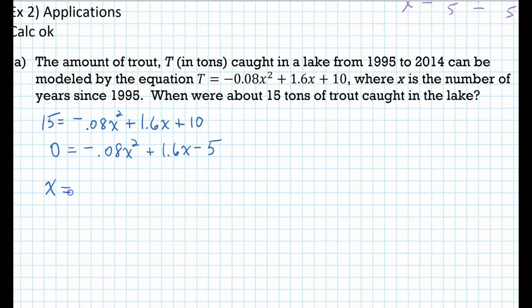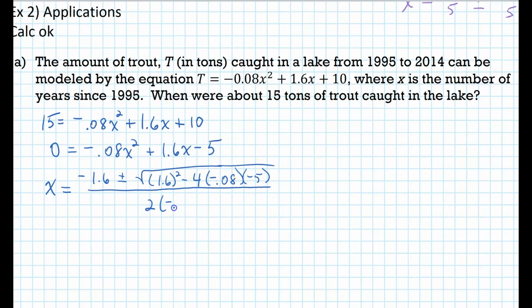So we get x is equal to negative 1.6 plus or minus the square root of 1.6 squared minus 4 times A, which is negative 0.08, times C, which is negative 5, all over 2 times negative 0.08. Okay, again, this is a calculator problem.